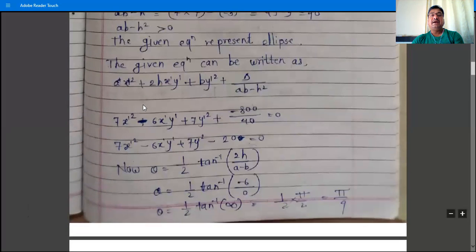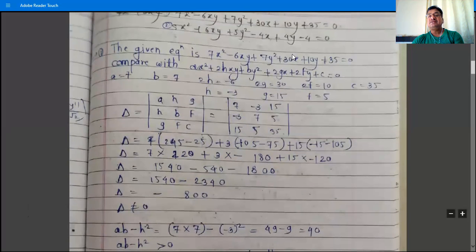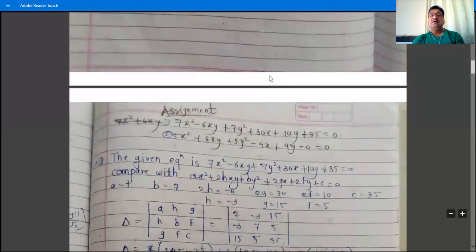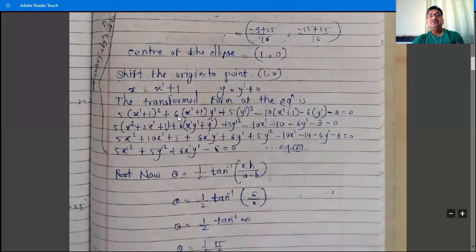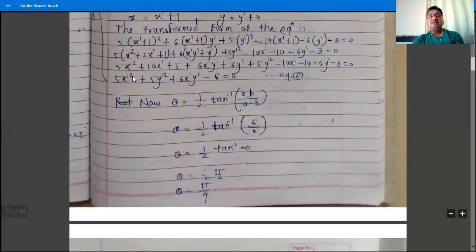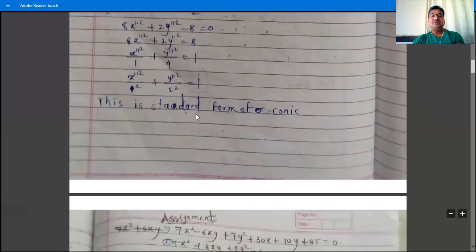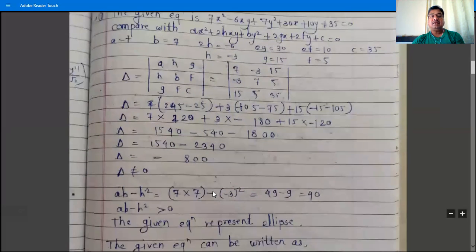And now we have to find equation number 2, that is, we have to remove the linear terms x and y from this equation. In order to remove these linear terms, follow this procedure: find the center of the ellipse, then shift the origin to that center and find the transformed form. Or, in order to obtain equation number 2, directly use this formula: ax dash square plus twice hx dash y dash plus by dash square. The formula is this.